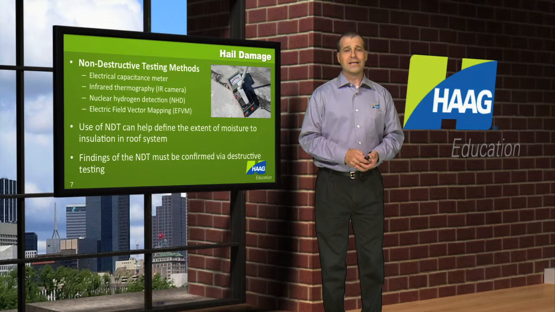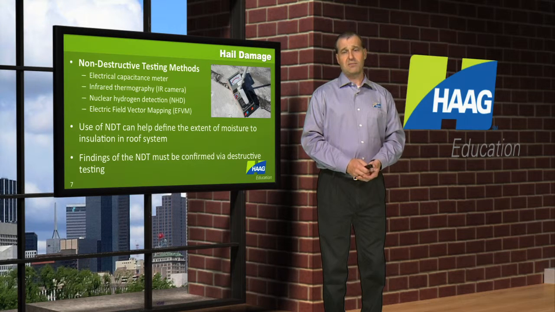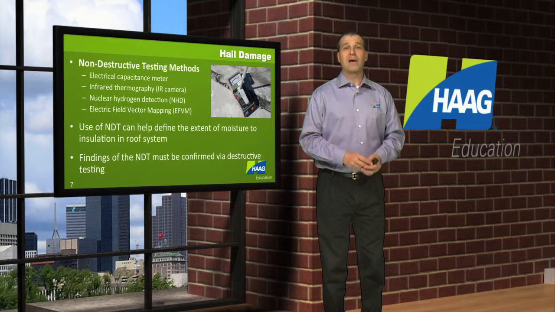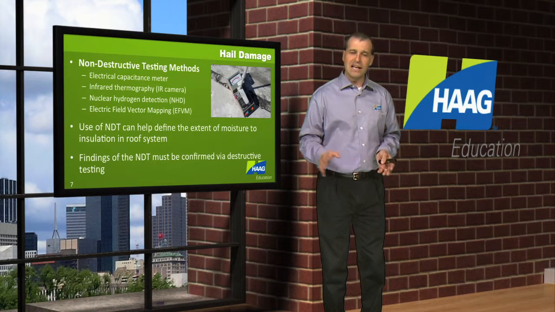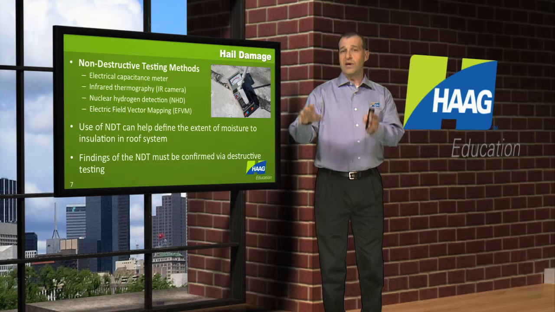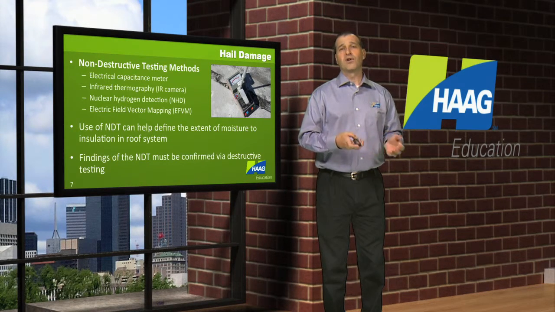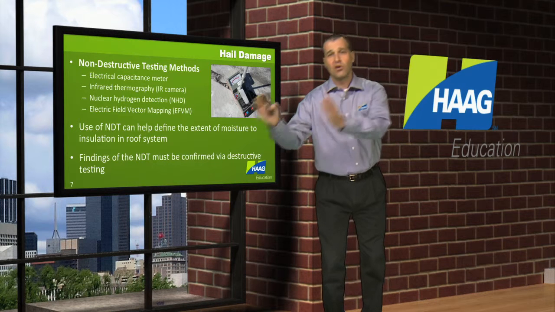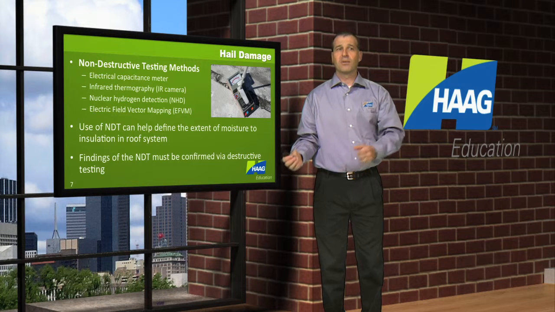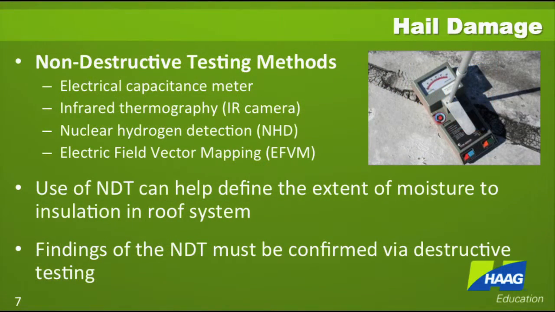Another important point is you don't want to just go by the non-destructive test methods. They also need to be confirmed. If your capacitance meter is indicating there might be moisture in this one area, you need to do a test cut. Have a contractor take a test cut to confirm that. So you want to confirm that areas you think are wet, and you also want to confirm areas that you think are dry are actually dry. And that confirmation will help give you the full picture.